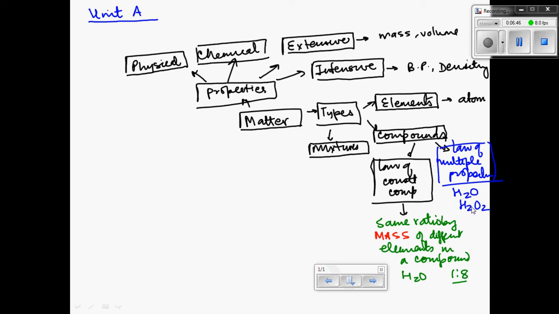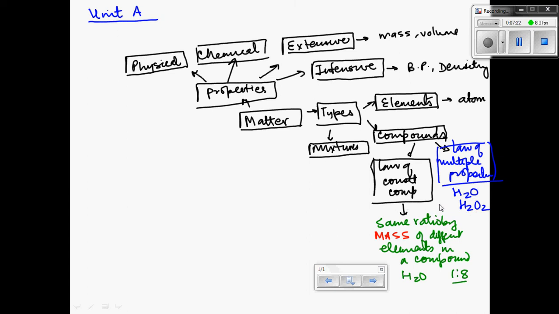So if you look at this example, with 2 grams of hydrogen in each case, 16 and 32 grams of oxygen are combined. And if you look at the ratio of 16 to 32, that's 1 to 2. So with the same mass of one element, the mass of the other element that combines is in small whole number ratios. And this is the law of multiple proportions. Oftentimes you are asked to do either a multiple choice or a short free response part on these laws. So remember these laws.